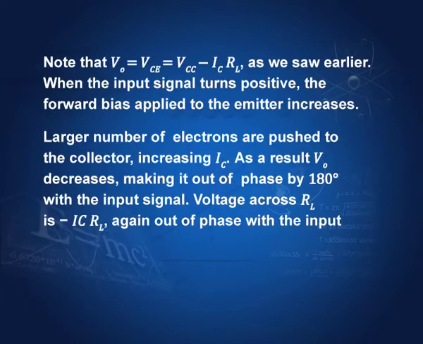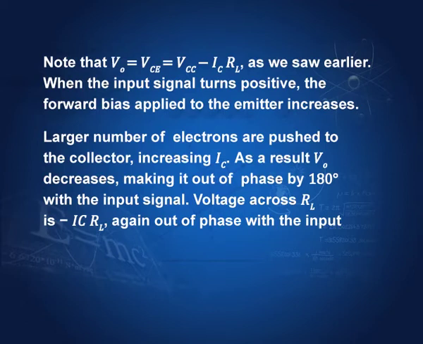Note that V0 is VCE. We have been saying this all along, that output voltage is VCE, which is VCC minus ICRL. This is RL, so IC times RL, and this is a loop, and you can apply Kirchhoff's loop law, and you will get V0 or VCE is equal to VCC minus ICRL. When the input signal turns positive, suppose we take the positive part of the signal, the forward bias applied to the emitter increases. You see, this is in the same direction as VBB. So, the forward bias increases.